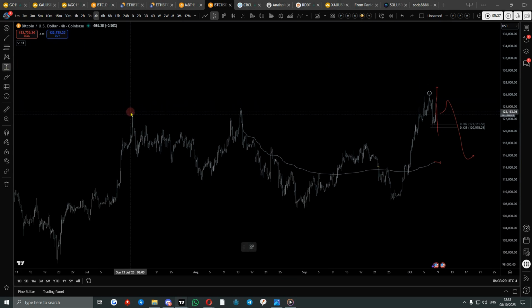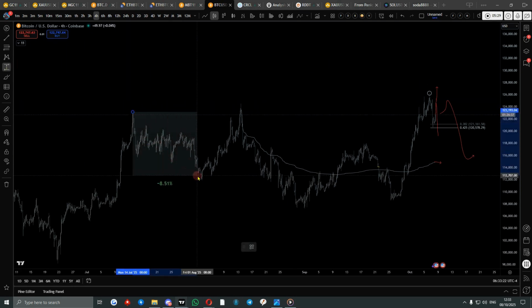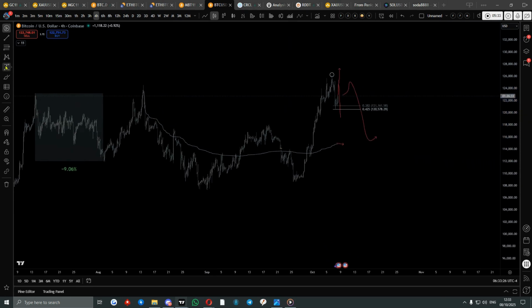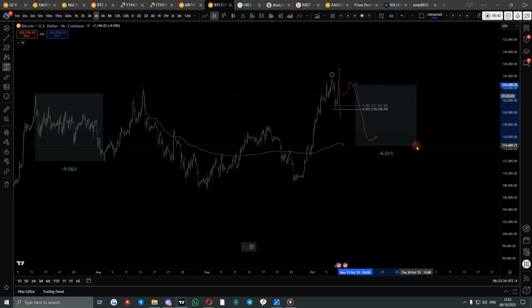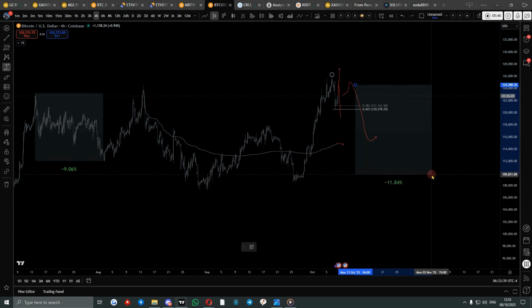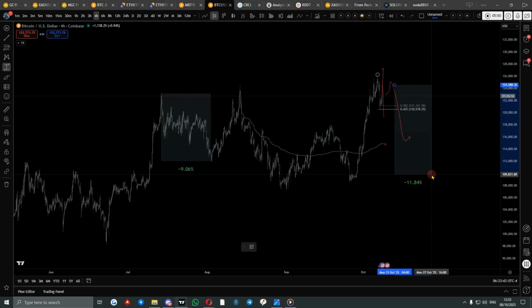When we look here, from July to August, we had a 10% drop. So if we do get anything like that off of that 124, down to here, I mean, that's only 8% down to that VWAP, or even down to like 109K, which would be completely reasonable when you look at the context and you look at the market structure.